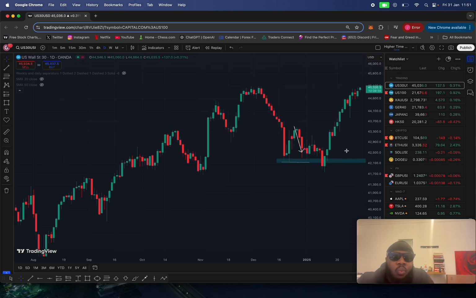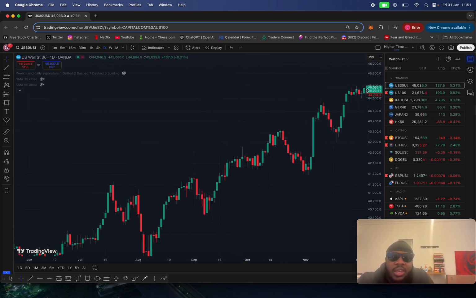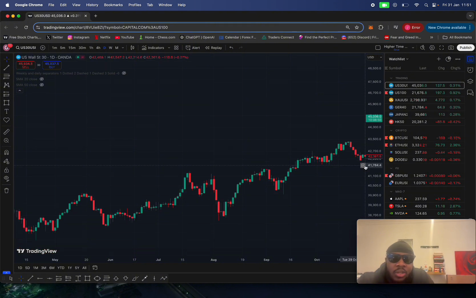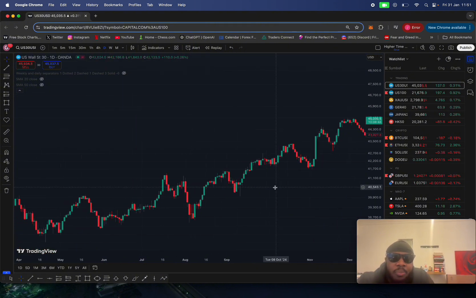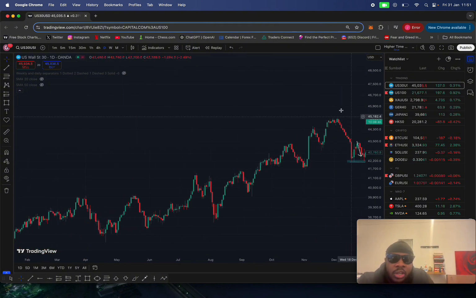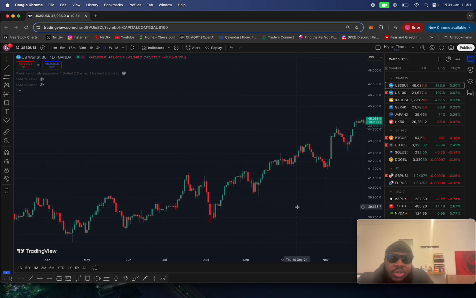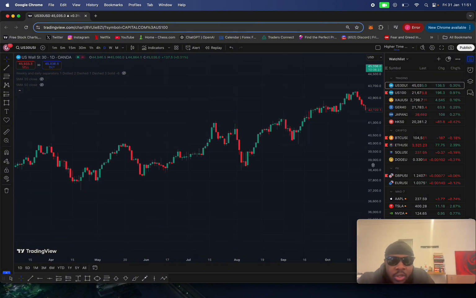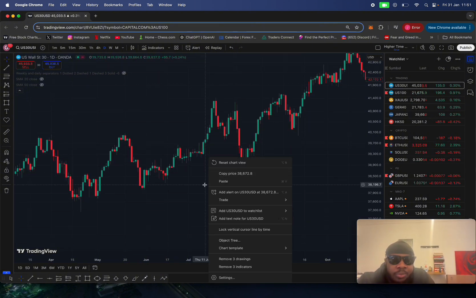Let me see if I can find one more example of daily liquidity pools to show you guys how this occurs in price for the big moves that occur on the daily chart. And these are the type of trades that I'm looking for when I'm trying to position for swing trades. Let me see if I can find one more example of this. So perfect, just right here.